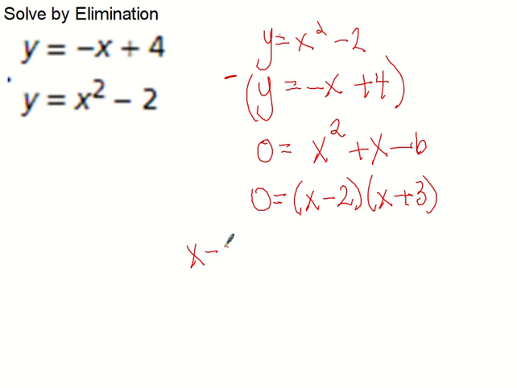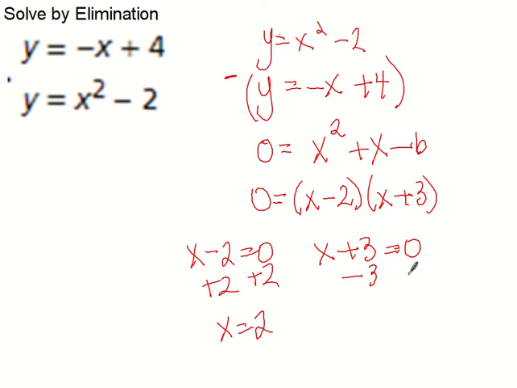So x minus 2 equals 0. x plus 3 equals 0. I get plus 2 here, so I get x equals 2. And I get minus 3 here, so I get x equals negative 3. So check how you did.